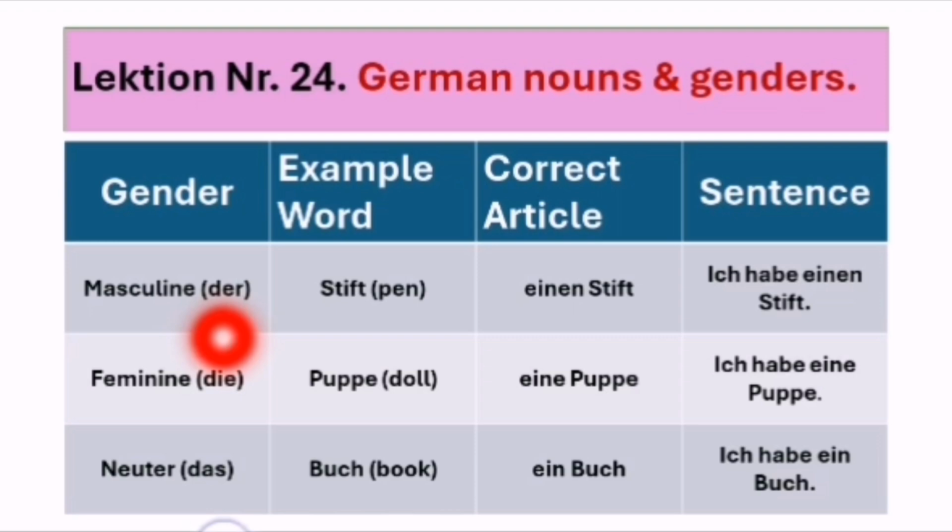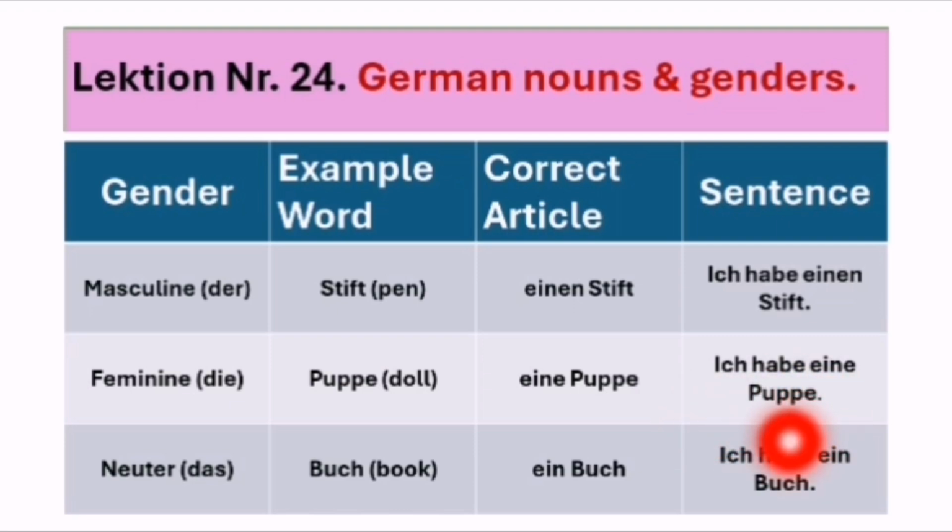Masculine, der Stift. Stift means pen. The correct article, einen Stift. So in a sentence we use ich habe einen Stift. I have a pen. For feminine gender we use die. So Puppe. Puppe means doll. So eine Puppe. So look at this. Here we used einen. And here we are using eine because it is feminine. Eine Puppe. Ich habe eine Puppe.